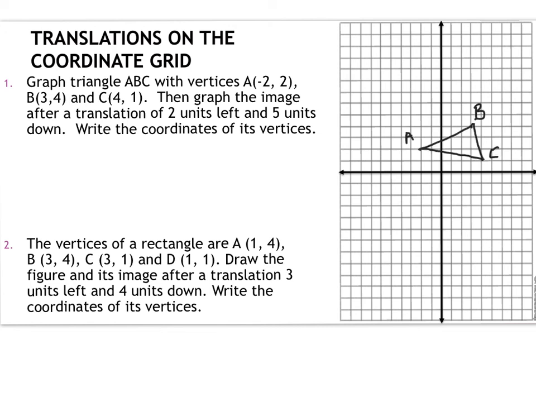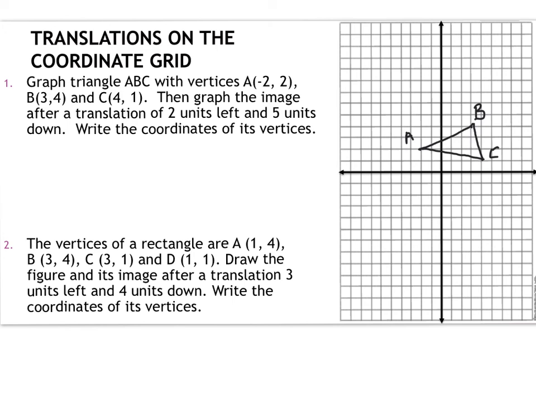Okay, so here is our triangle. Notice how I labeled each of the vertices. The vertices just mean the corners of the polygon, and I labeled them each, so that when I move it, I can easily figure out what my new vertices are and give those new vertices. Our directions tell us to translate it 2 units to the left and 5 units down.